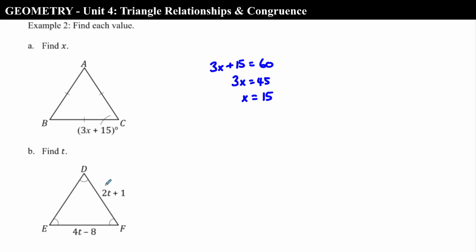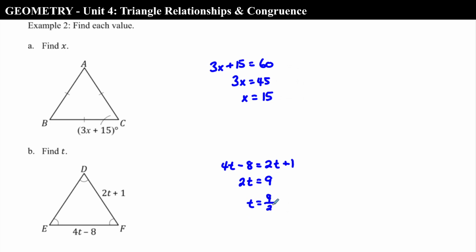Now for B, we know all the sides are the same. So if I have the side of DF and the measure of EF, I can just set those two equal to each other. 4t minus 8 is going to equal 2t plus 1. So here, I'm going to subtract 2t from each side, so I'm going to get 2t on this side. I'm going to add 8 to each side, which gives me 9 here. And so t is going to be 9/2.